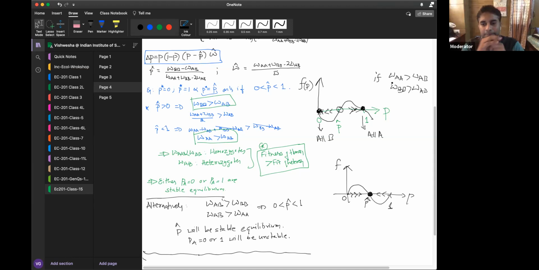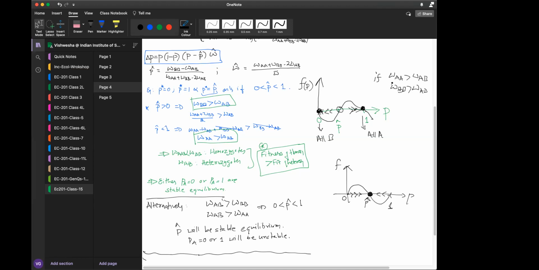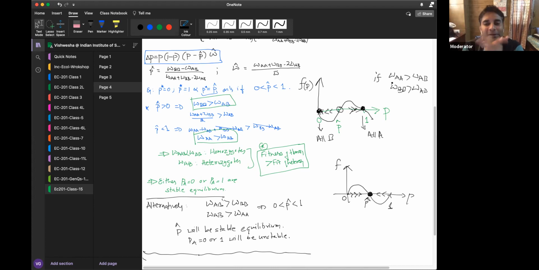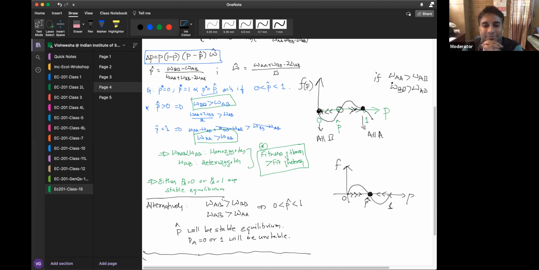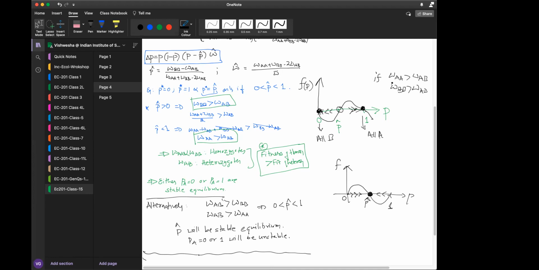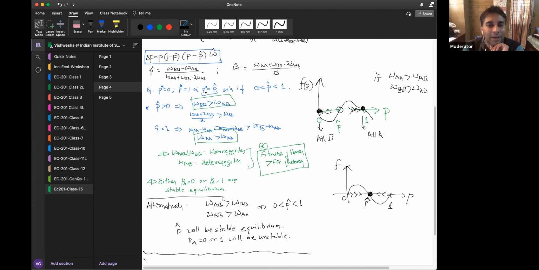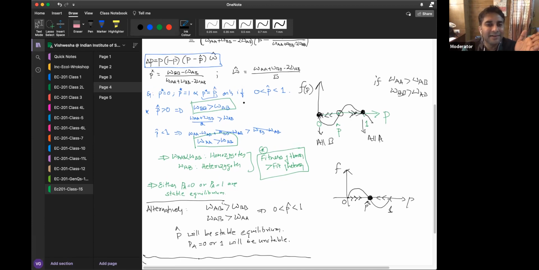Any other questions? What happens when omega AB is greater than omega AA but not omega BB? Is that case even possible? Will p hat lie between 0 and 1 in that case? For example, if omega BB is greater than omega AB, but if the opposite is not true, if omega AA is still less than omega AB, then you have a hierarchy: omega BB is greater than omega AB, greater than omega AA. So clearly, all B will be the stable equilibrium.